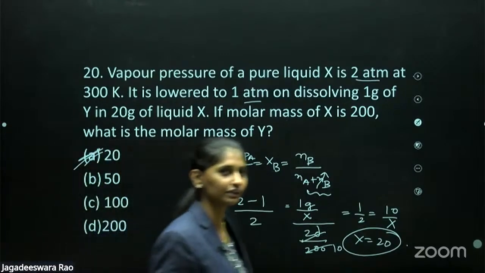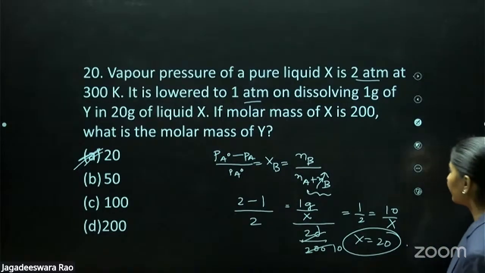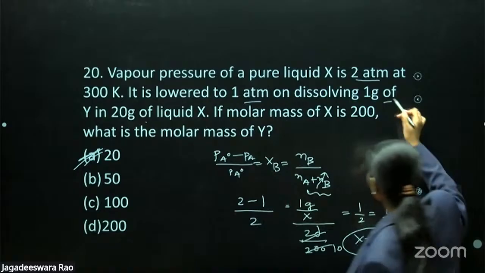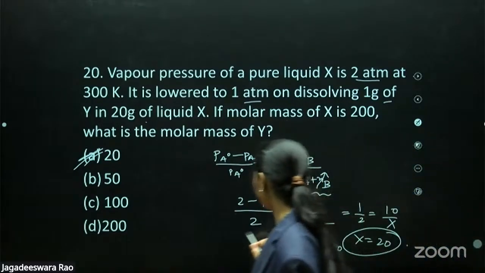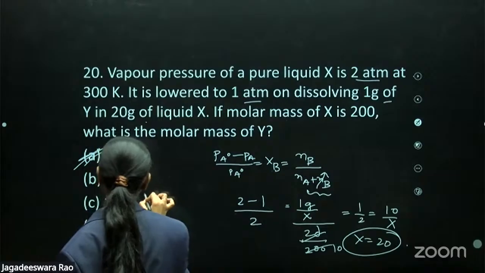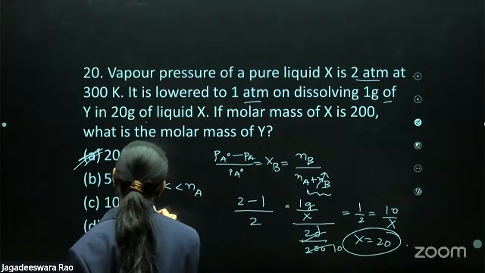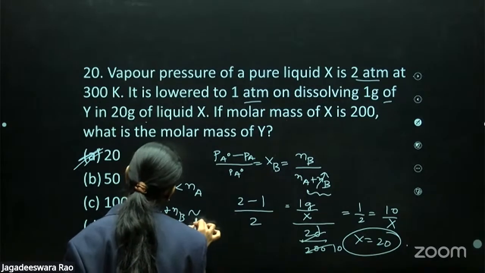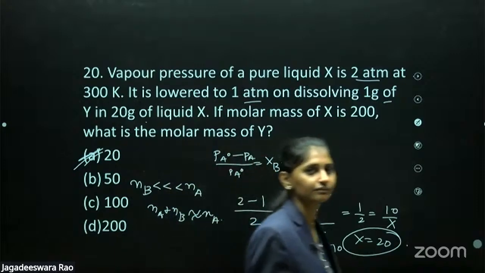Check whether you got it or not. What did I do in the denominator? Since it was 1 gram in 20 grams, that means the mass of Y is very, very less. So since the mass of Y is very, very less, I am ignoring it, since the moles of B also will be very, very less than the moles of A. That's why I am writing NA plus NB as equal to NA only. Got the answer?